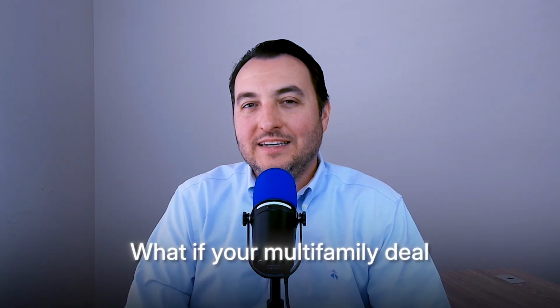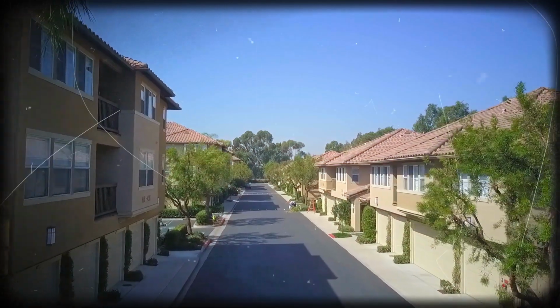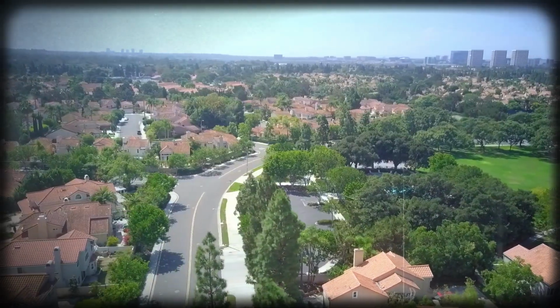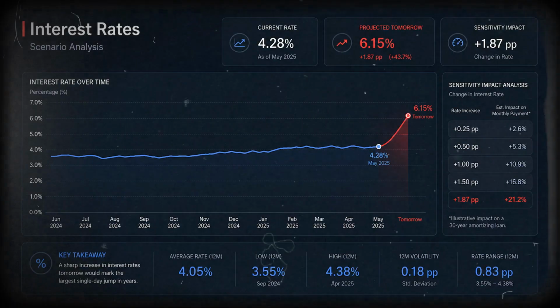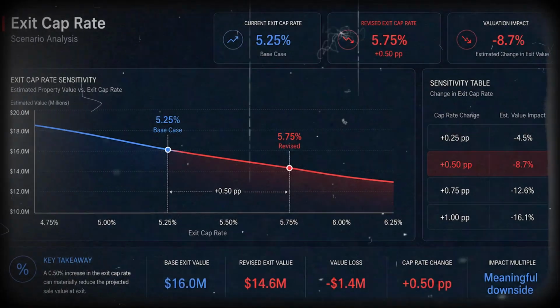What if your multifamily deal only works when everything goes right? I've reviewed hundreds of multifamily deals and I've seen how small assumptions can completely change the outcome. If interest rates jump tomorrow, or if you change your exit cap rate by 0.5%, would your deal survive?